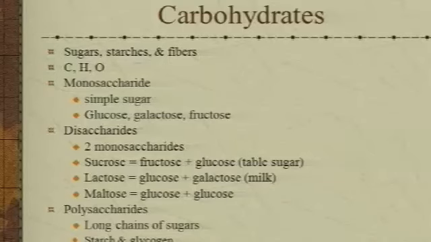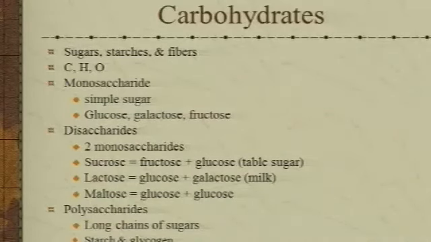Now remember, carbohydrates form a little bit of structure of the body, but primarily they are going to be used for energy. They include sugar, starches, and fibers. They have carbon, hydrogen, and oxygen in their chemical makeup. The most basic sugar is a monosaccharide.